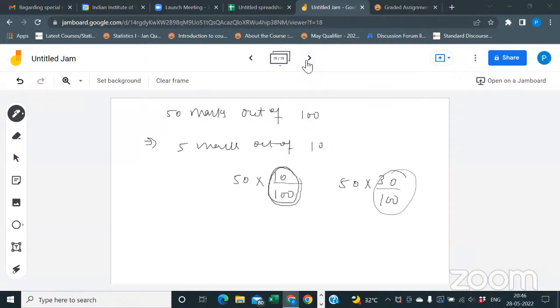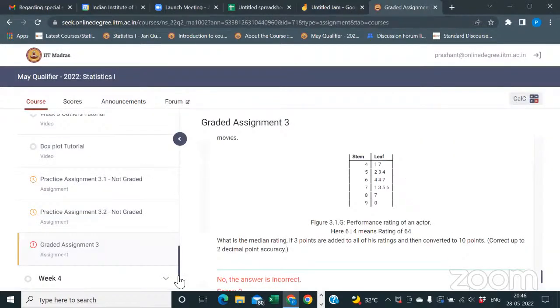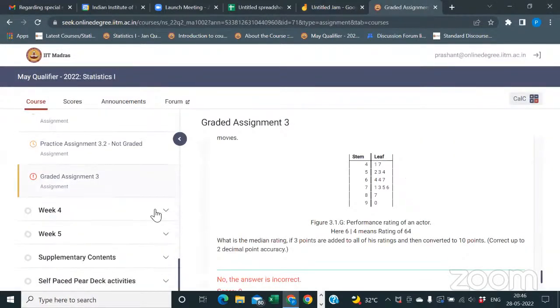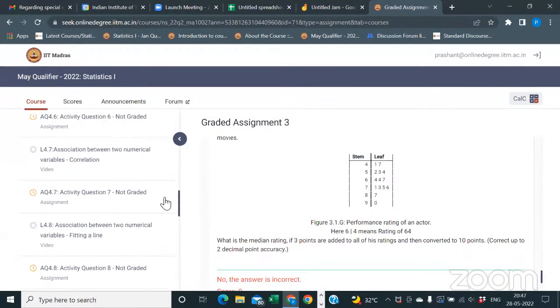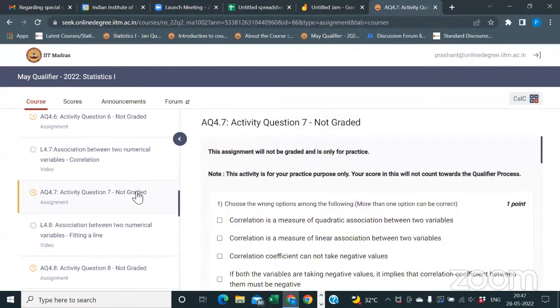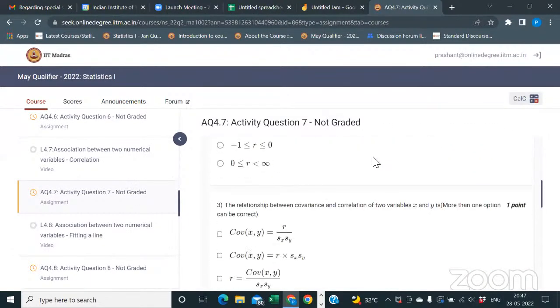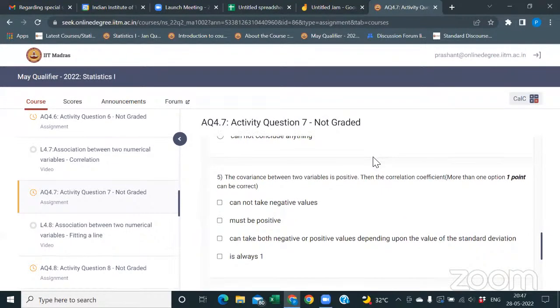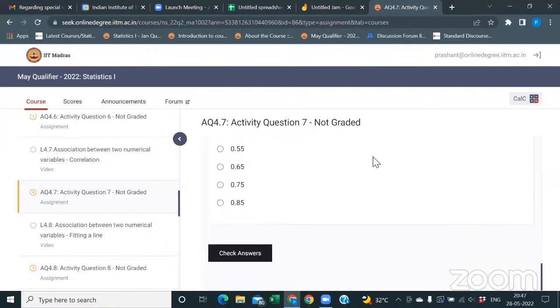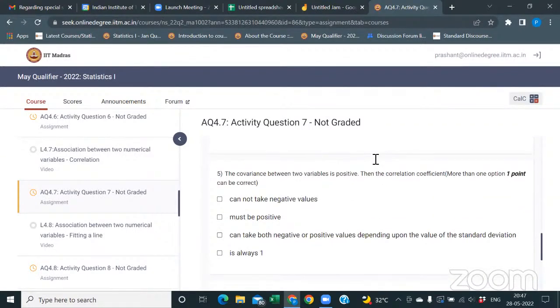I have a query on activity 4.7, question number 5. Can you please explain this? The covariance between two variables is positive, then the correlation coefficient... more than one option can be correct. Then what is the correct option?